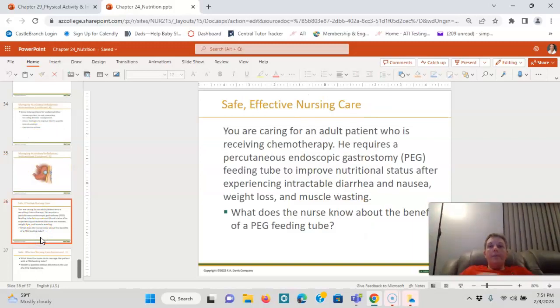So you're caring for a patient who is receiving chemo. He requires a PEG tube, which is percutaneously through the skin, endoscopic through a scope into the stomach, the one you saw upstairs, to improve nutritional status after experiencing intractable diarrhea and nausea, weight loss, and muscle wasting. So he's not able to eat. Everything he eats is coming right back out. What does the nurse know about the benefits of a PEG tube?